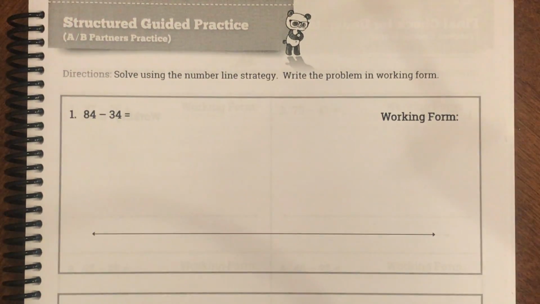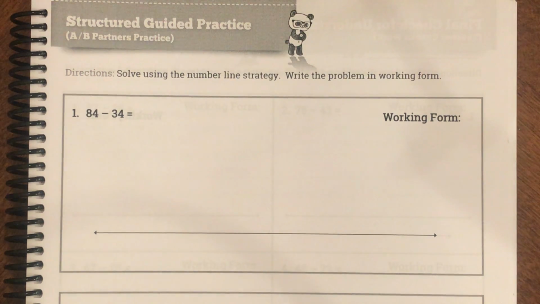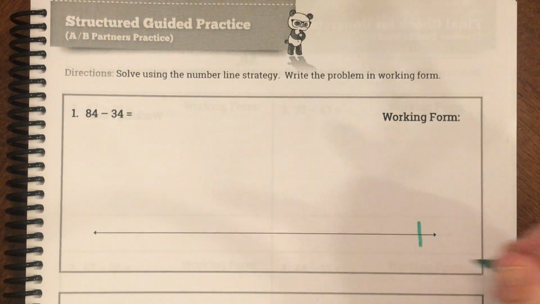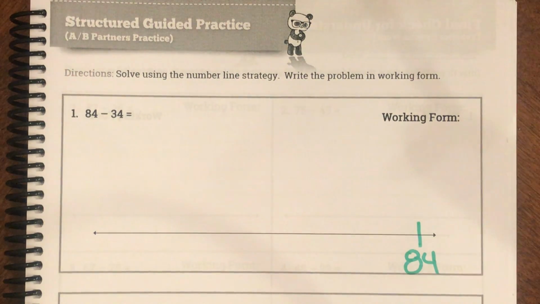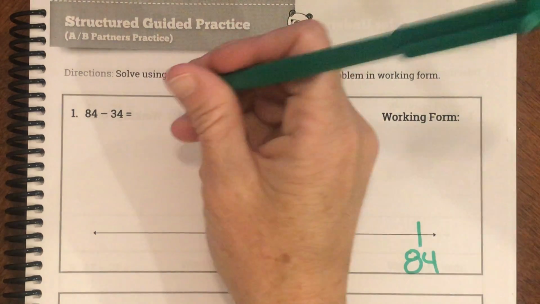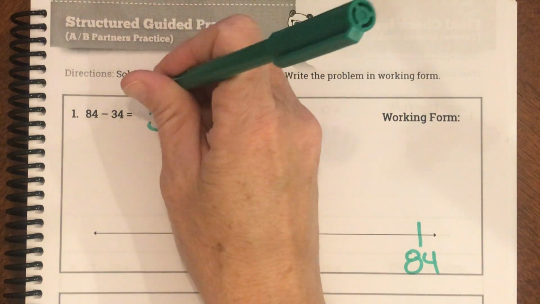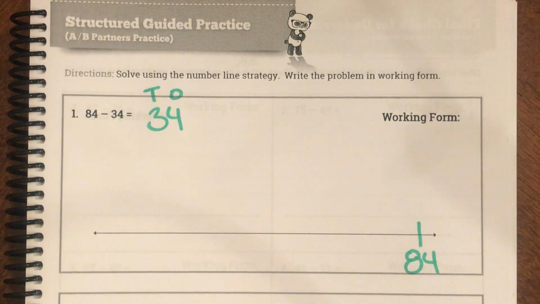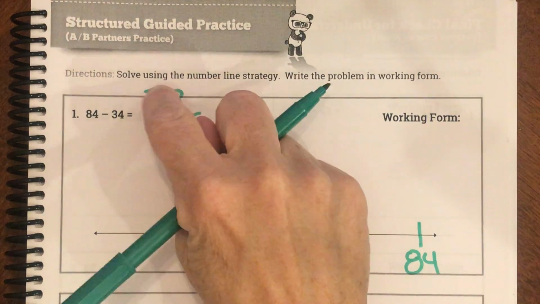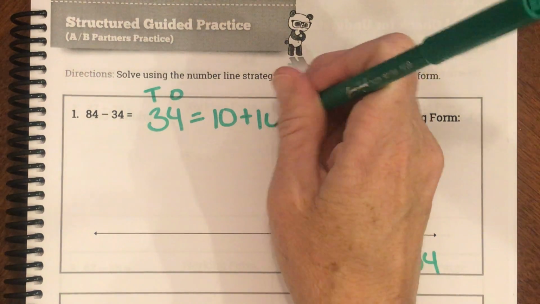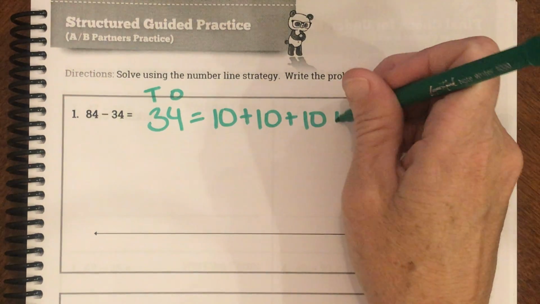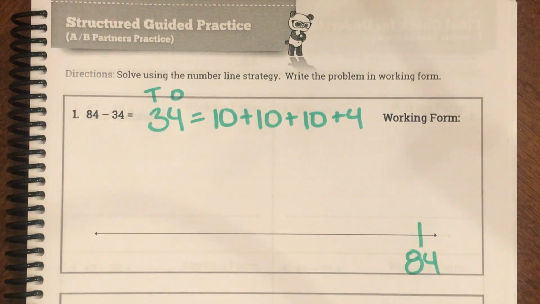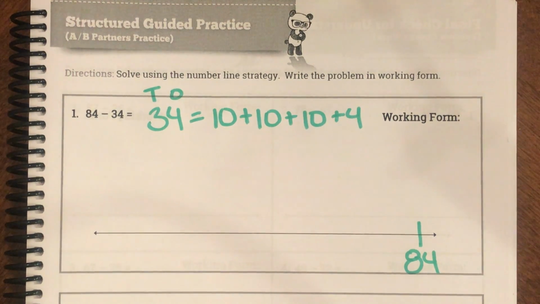So we're on page 46, and here's our first problem we're going to do together. It is 84 take away, or subtract, 34. Okay, so let's put our minuend at the end of our number line. And then let's take our subtrahend, which is 4 ones and 3 tens, and let's decompose it. So 3 tens would be 10 plus 10 plus 10 plus 4 ones. Now we're ready to start counting backwards.